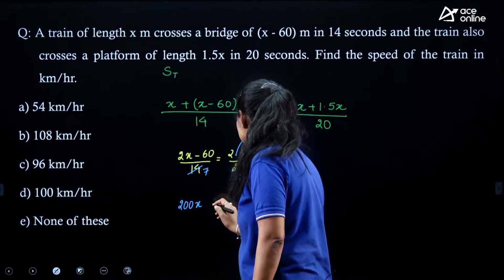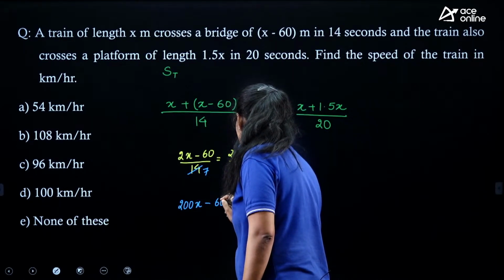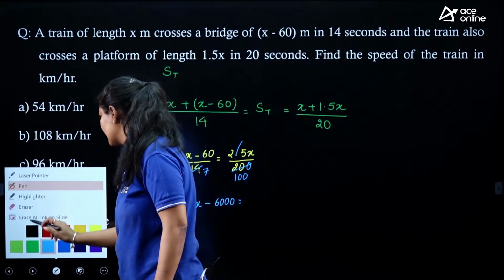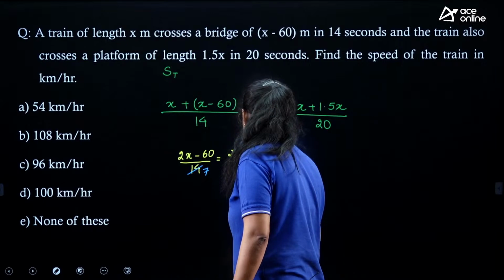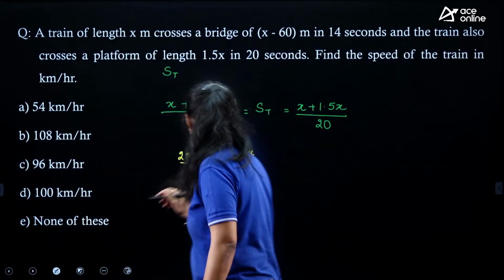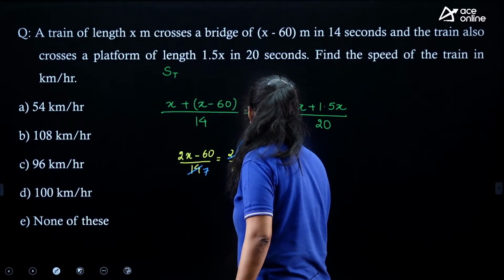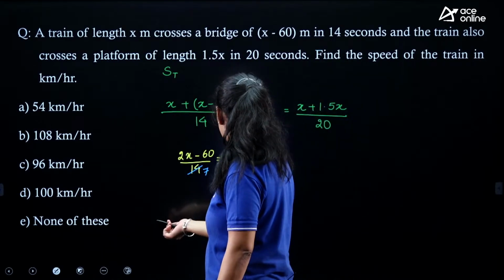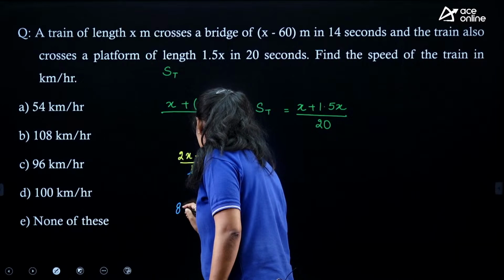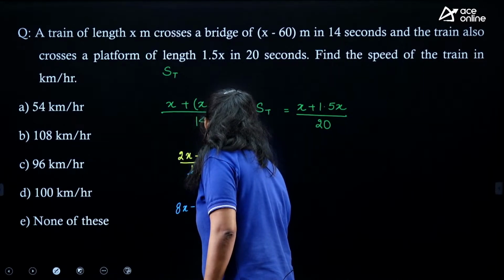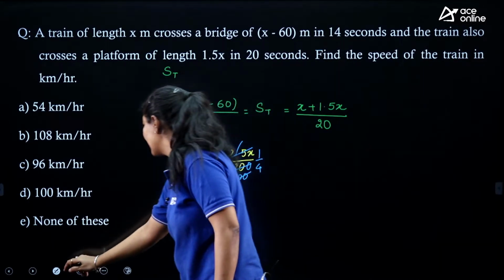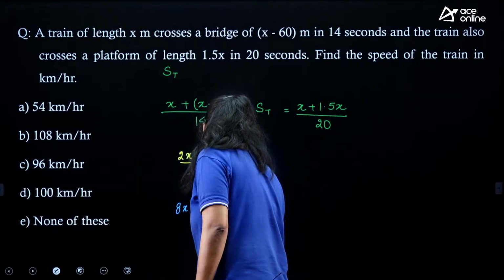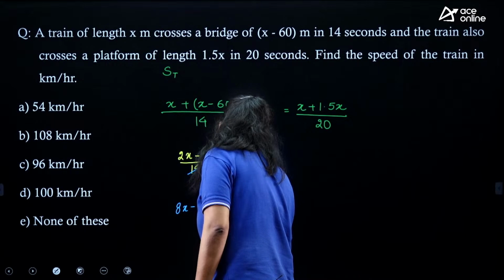So 200x minus 6000 is, or wait, there's one more thing that we can do instead of this one. We can replace it as 1 by 4, right? 25 into 4 is nothing but 100. Now we can do the cross multiplication. Here we are having 8x minus 240, sorry, minus 240 is nothing but equal to 7x.